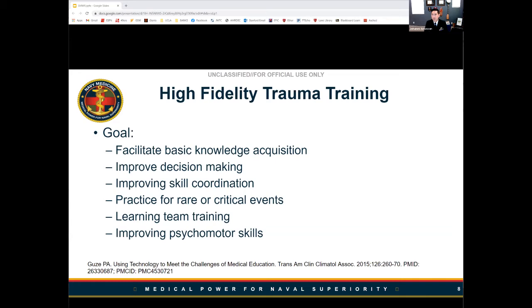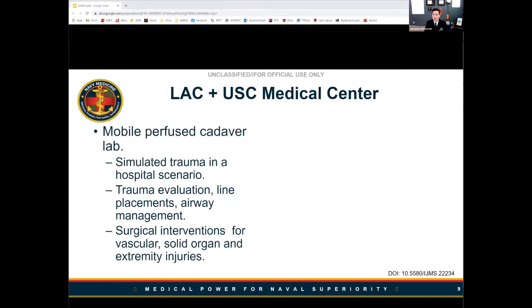Practice for rare and critical events to gain experience. I would classify a 3 extremity amputation as a rare event in normal life, but these are the things we do see in combat. Learn how to work together in a controlled environment in order to prepare for a more stressful and potentially dangerous situation. Lastly, to improve psychomotor skills, not just the typical skills associated with trauma surgery, but also to learn how to use the different equipment, especially in a stressful situation.